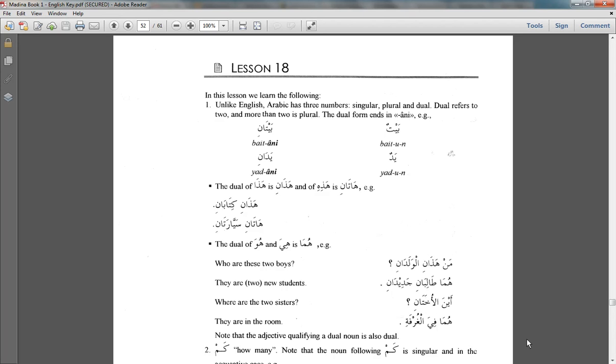Bismillahir Rahmanir Rahim. Today we're going to do lesson 18 inshallah, and this is basically going to be dealing with the dual and plural nouns. So let's go through the text and inshallah we'll explain as we go along. In this lesson we learn the following.